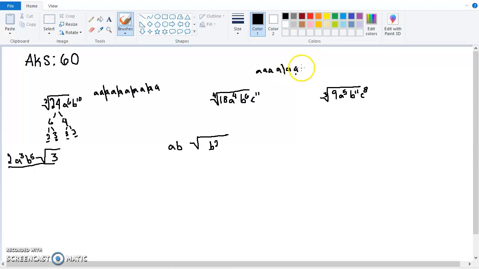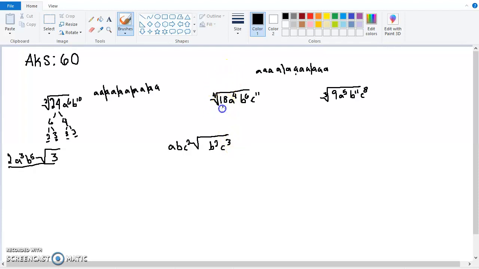And then you add the rest, 11. So 6, 7, 8, 9, 10, 11. Break this off into groups of 4. You only have 2 groups, so C squared is going to go on the outside. And then since you have 3 left over, it's going to be C cubed on the inside.